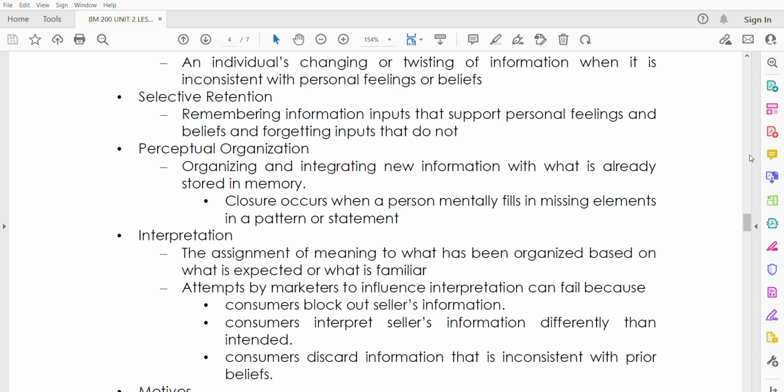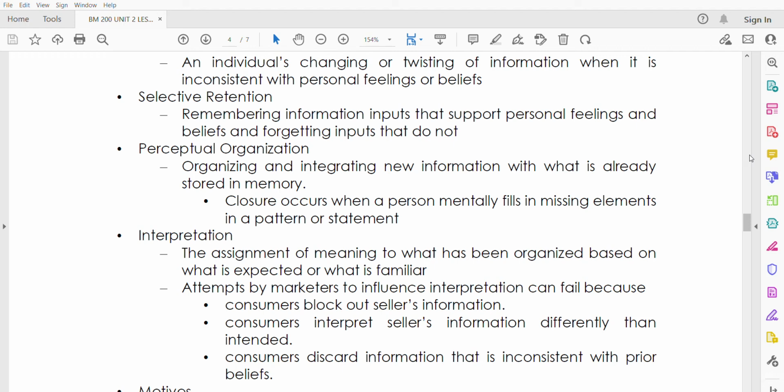Then, interpretation, the assignment of meaning to what has been organized based on what is expected or what is familiar. Attempts by marketers to influence interpretation can fail because consumers block out sellers' information. It could be that marketers fail because they will not be able to influence the buyers, as buyers themselves block out the new information that the seller makes available.